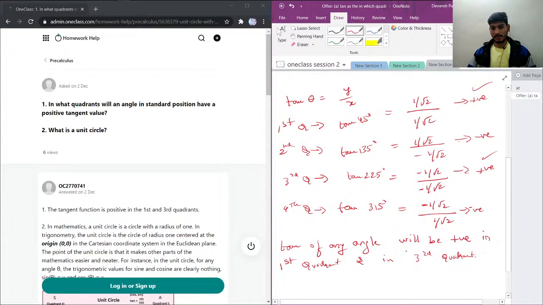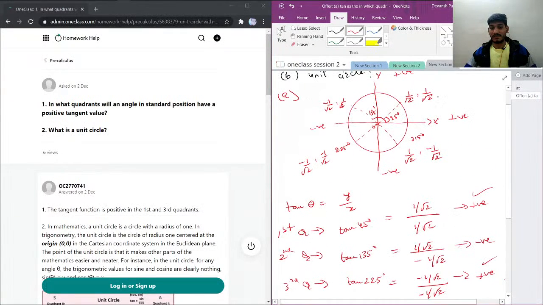Well, the way of asking this question is not correct, because first they should have asked what is unit circle, and then they should have asked in what quadrants tangent is positive, because we just found that tangent is positive in first. This is first quadrant and this is third quadrant. This is second quadrant and this is fourth quadrant.